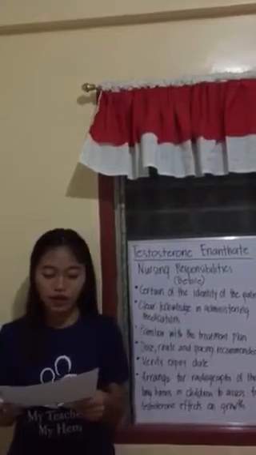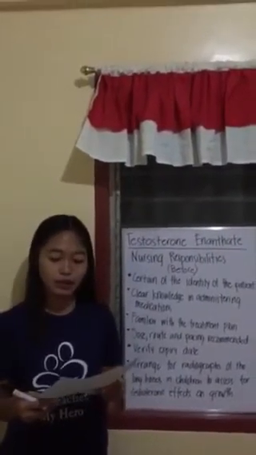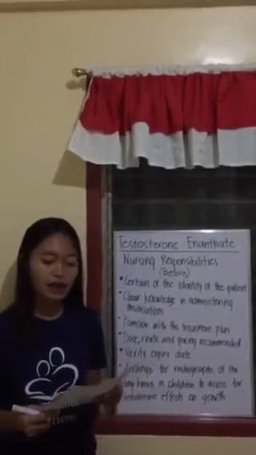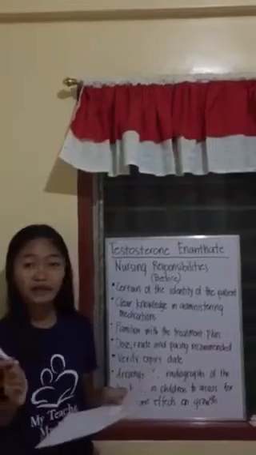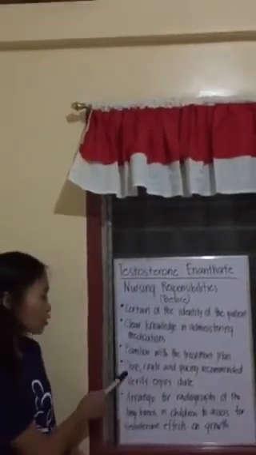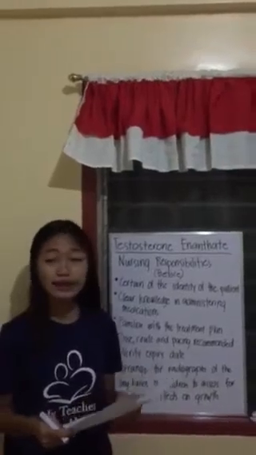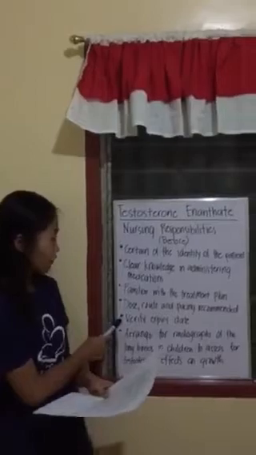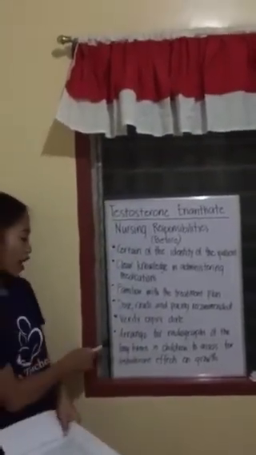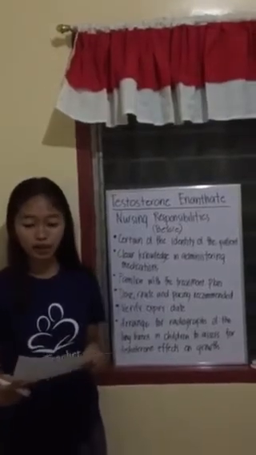The third one, the nurse should also be familiar with the treatment plan of the patient and the need for the drug to be administered to the patient and perform a thorough physical assessment, to establish baseline data before drug therapy begins, to determine effectiveness of therapy, and to evaluate the occurrence of any adverse effects associated with drug therapy. The fourth one is, the nurse should also consider the dose, the route, and pacing recommended and equate this with their understanding and experience. Fifth, the nurse should also verify the drug's expiry date. And the last one is to arrange for radiographs of the long bones in children to assess for testosterone effects on growth.